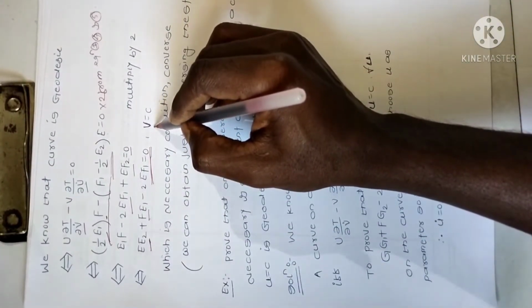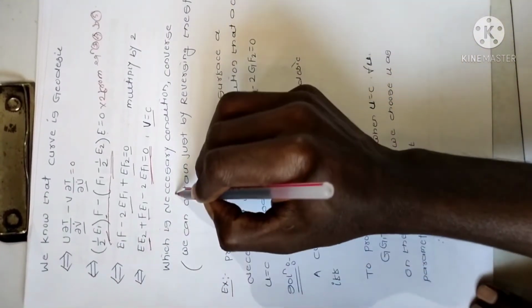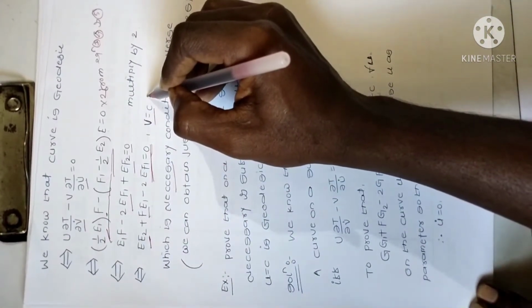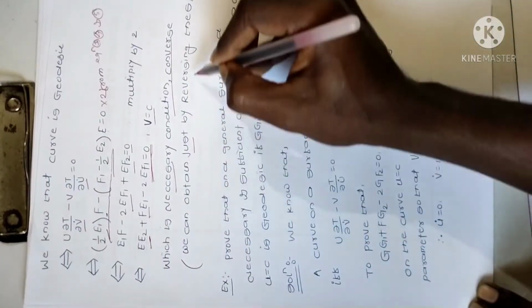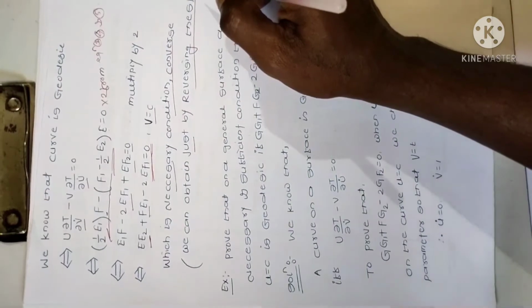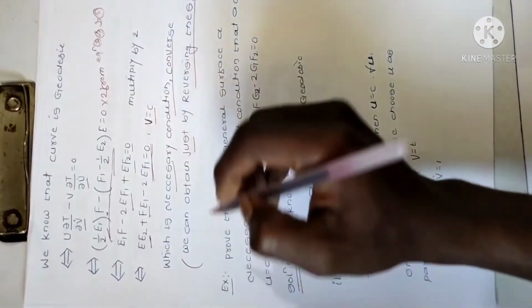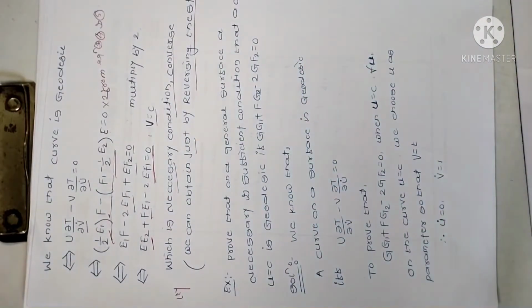For the curve v equal to c, this is the necessary condition. We can prove the sufficient condition similarly, just by reversing the steps. To obtain the sufficient condition, all the steps are reversed, then we can similarly prove the sufficient condition.